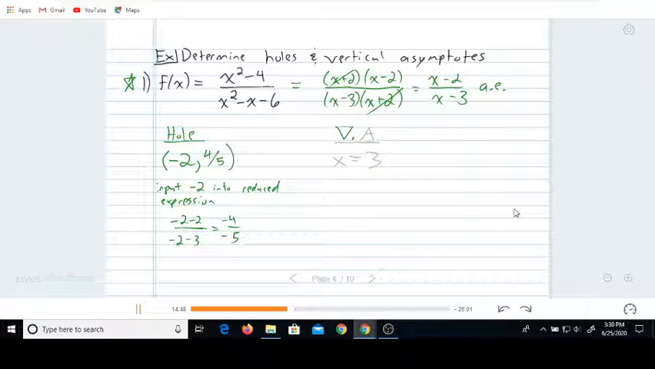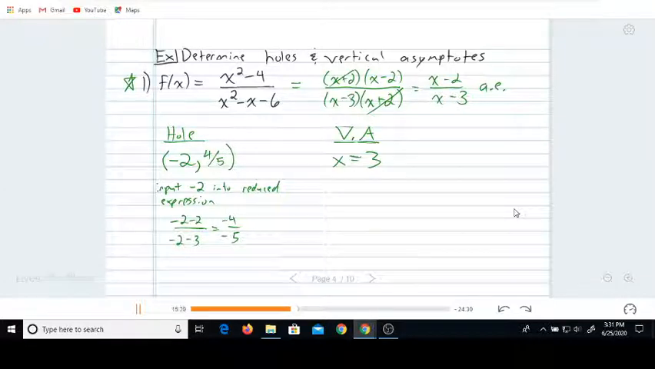Now let's look at a vertical asymptote. The vertical asymptote is easy. It's just at whatever x value causes division by 0 in both the reduced expression and the original. Now, notice the different forms here. Notice I'm writing the hole as an ordered pair because it's a point, whereas I'm writing the vertical asymptote as an equation because it's a vertical line. So, beware of the notation there.